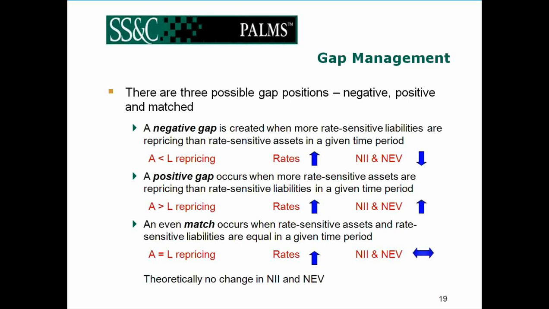A negative gap is created when more rate-sensitive liabilities are repriced than the rate-sensitive assets in a given time period. In this case, if assets are less than liabilities and the rates climb as we expect in the near future, the net interest income and the net economic value should decline. Whereas in a positive gap scenario, when the rates increase, we'll see that the NII and NEV will climb. And even when a match occurs, we'll see that there is no change between the NII and NEV in the various scenarios.